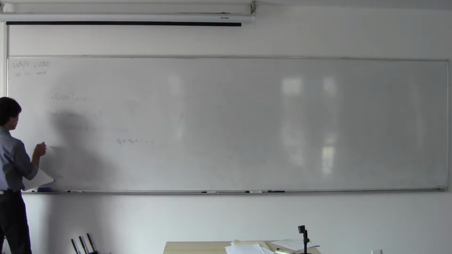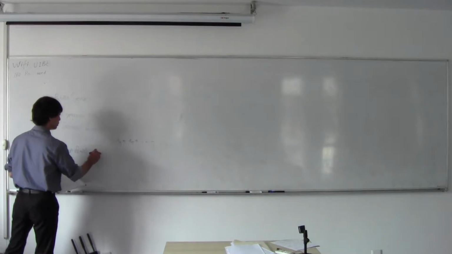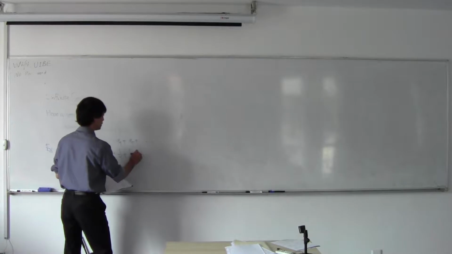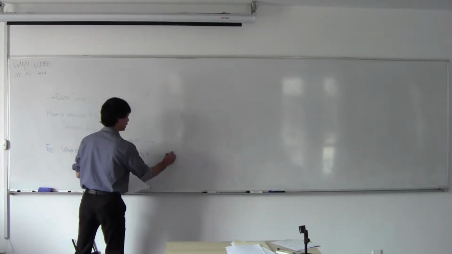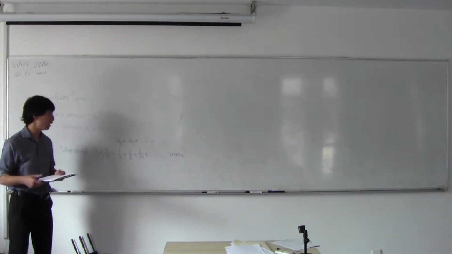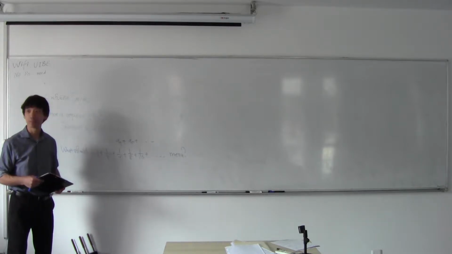And so you think, somebody gives you, for example, 1 plus a half plus a fourth plus an eighth plus a 16th, etc. What should this mean? What do you think about this? What do you think that should be?